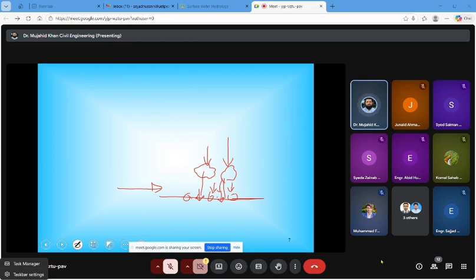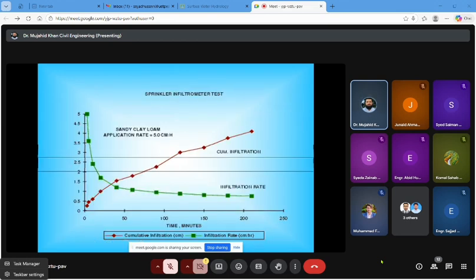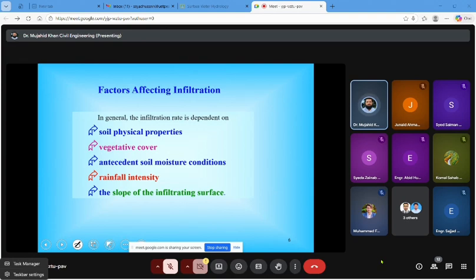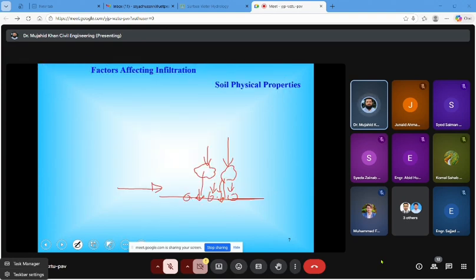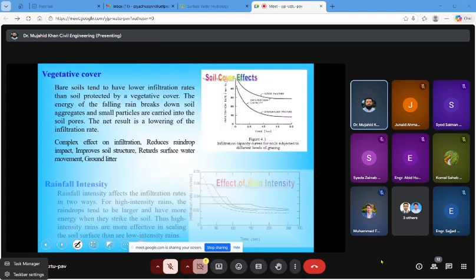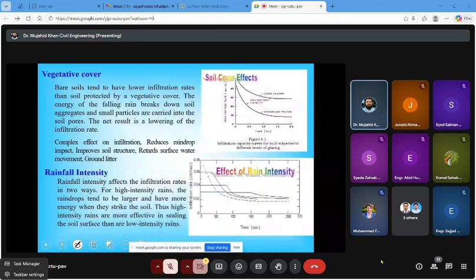But if there is no vegetation, in that case there will be no obstruction. When there is no obstruction, there will be no infiltration or less infiltration. So that is why the increase in the vegetative cover will increase the rate of infiltration.